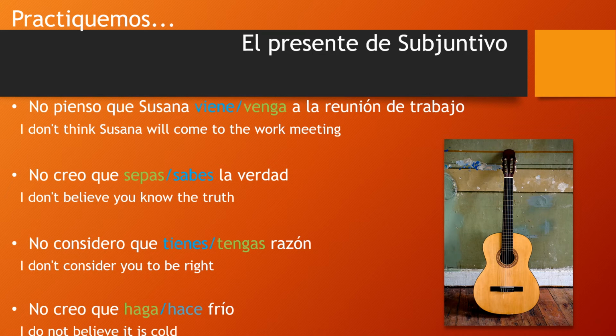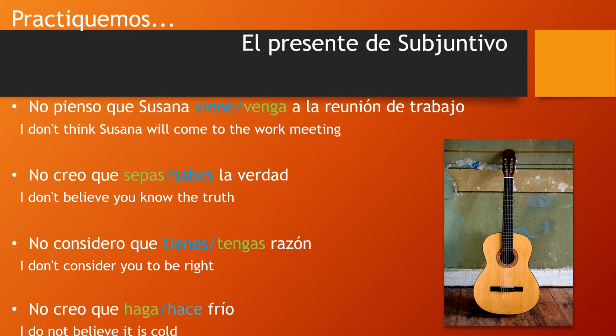So, first example. No pienso que Susana venga a la reunión de trabajo. I don't think Susana will come to the work meeting. If I said viene, which is the indicative, venga is the subjunctive here, you can really see the difference in the form of the verb. If I were to say the indicative, I would be very certain that Susana's not coming. She either told me, but I don't really want to say, or I'm just pretty certain she won't. When I'm using the subjunctive, I don't know. It's a possibility she will, it's a possibility she won't, but I don't know at all.